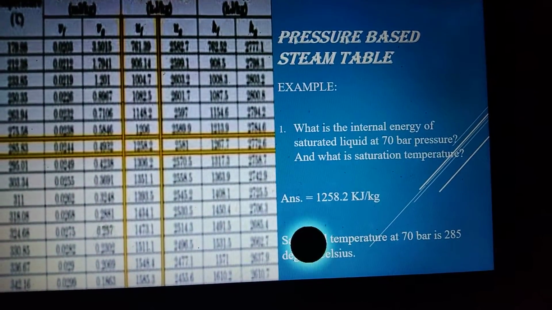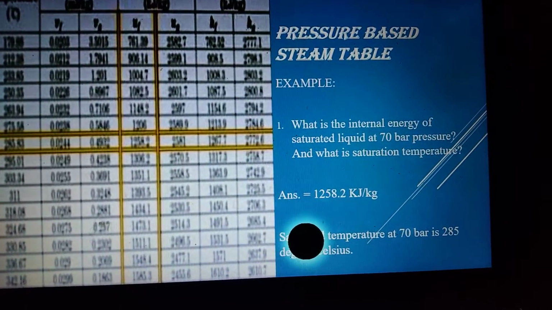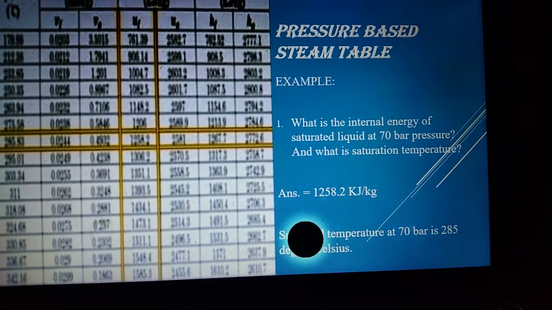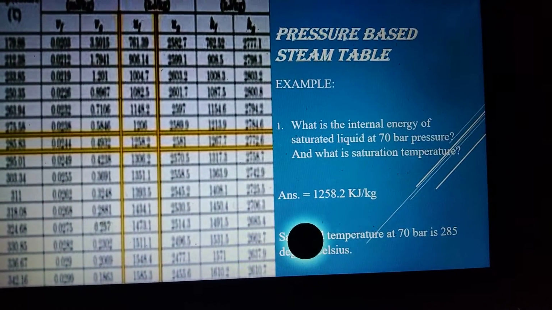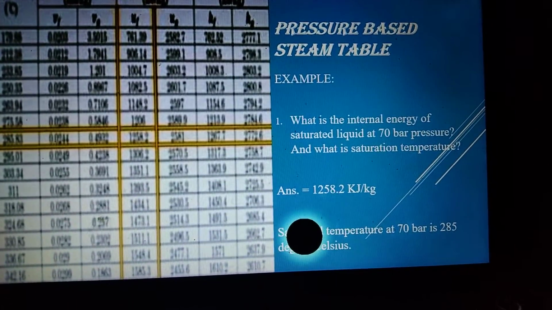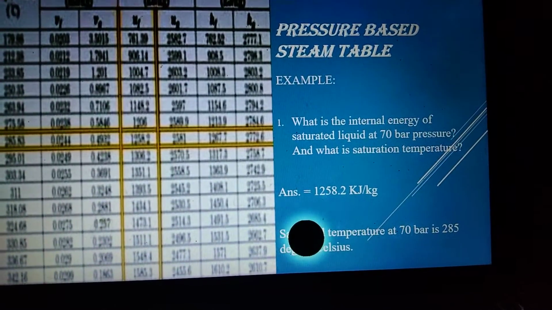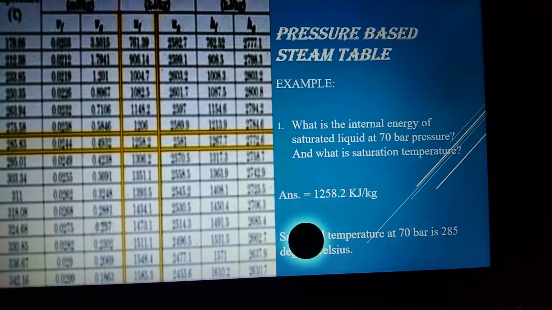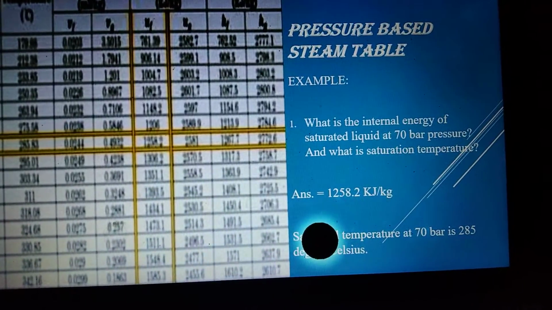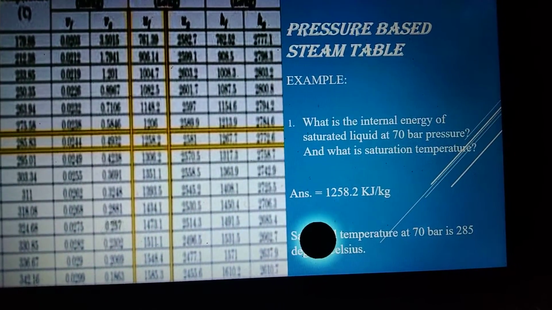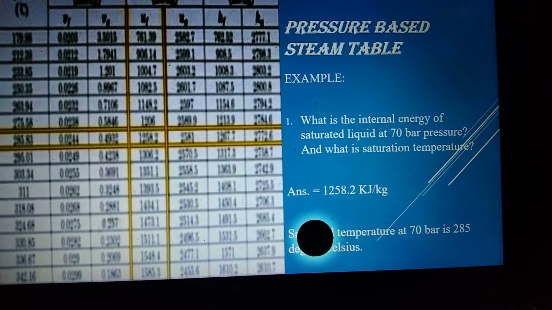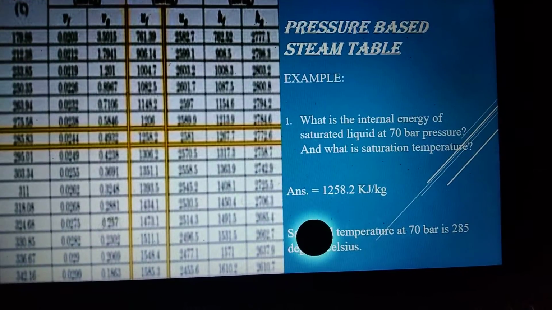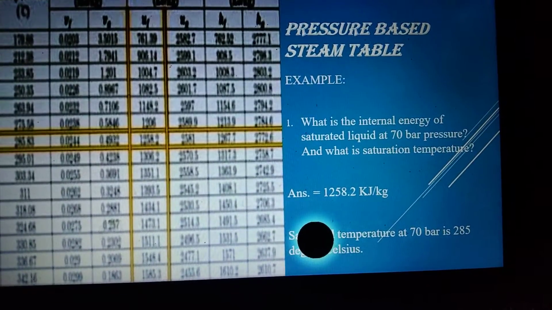Pressure-based steam table example, problem number 1. What is the internal energy of saturated liquid at 70 bar pressure, and what is the saturation temperature? The answer is 1258.2 kilojoules per kilogram. As you can see in the table, the saturation temperature at 70 bar is 285 degrees Celsius, at the temperature column.